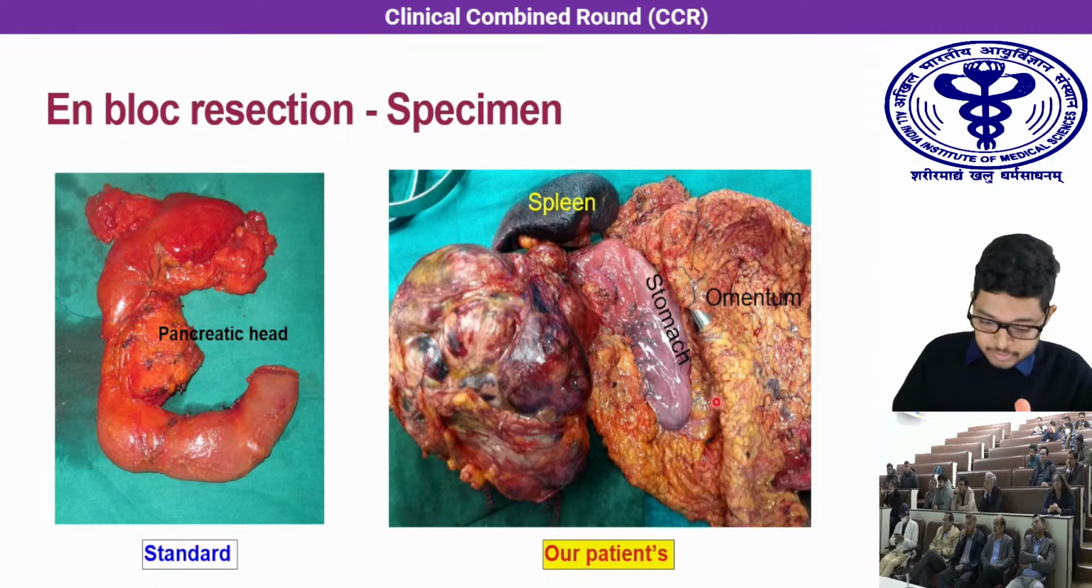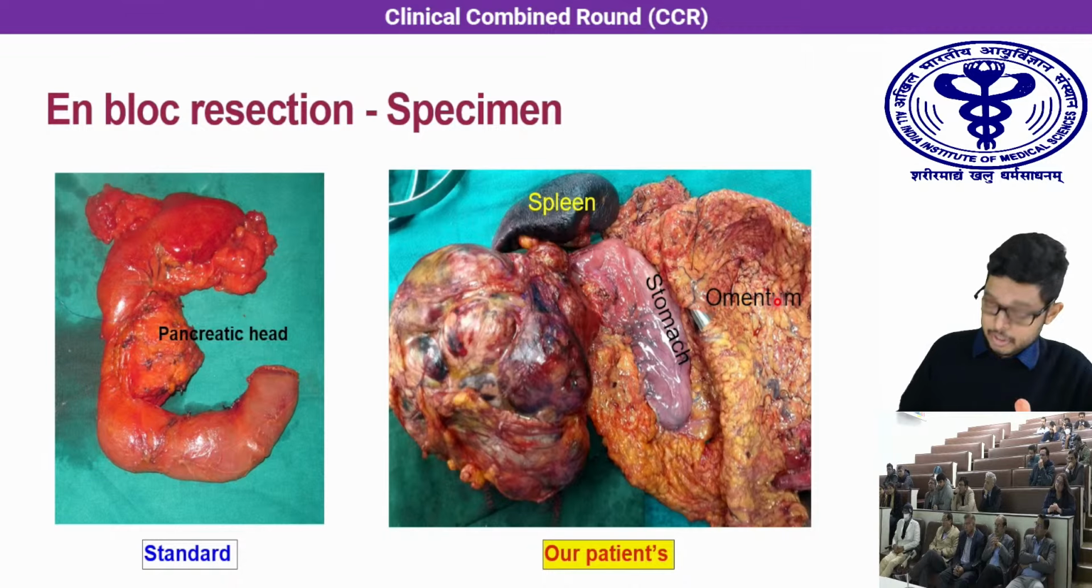And finally, this is the final specimen. This is a standard specimen where only the pancreatic head is present in the C loop of the duodenum, and this is the distal stomach. This is our specimen where it includes the entire pancreas with the spleen, a huge mass. This is the stomach side and the greater curvature lumen.